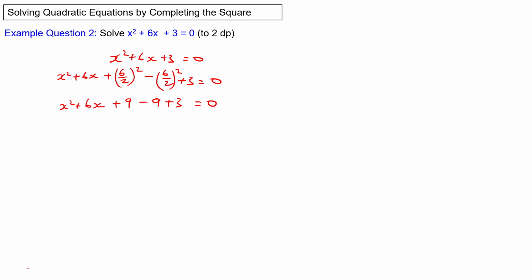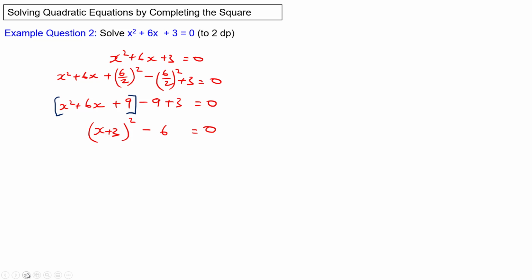Right, let's get a blue pen. Oops, if I can, there it is. So this section here, I'm going to factorize. So that leaves me with x squared plus 6x plus 9. This is x plus 3 squared. X plus 3 times x plus 3. Minus 9 plus 3 is minus 6. And that's equal to 0.